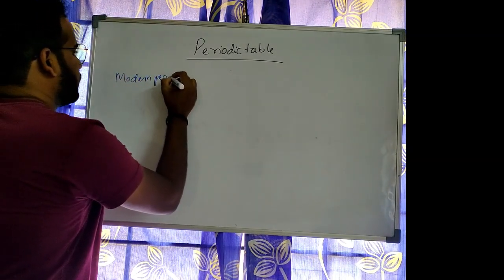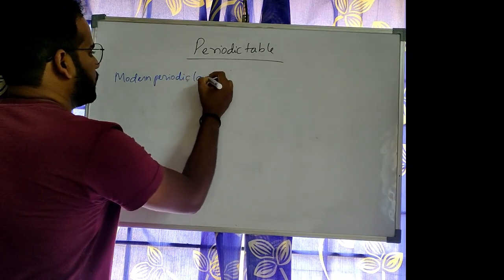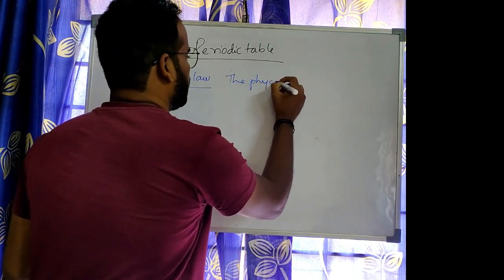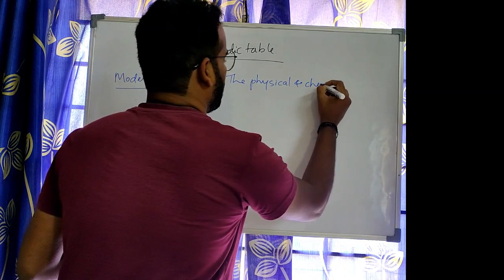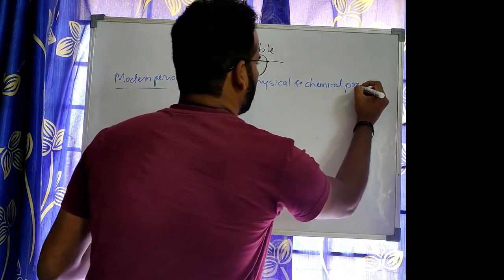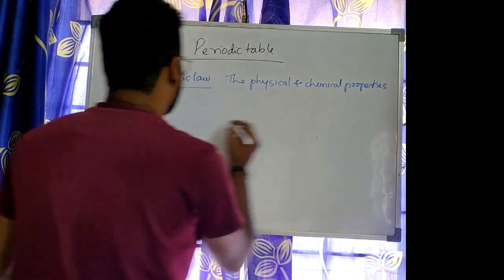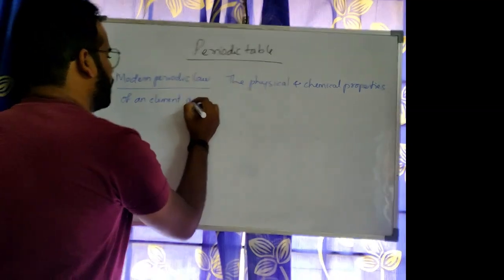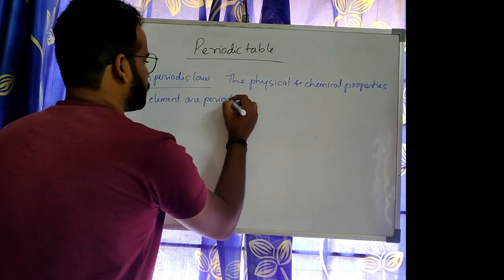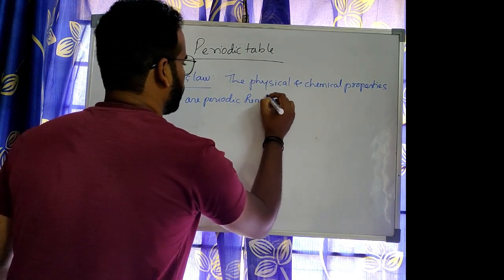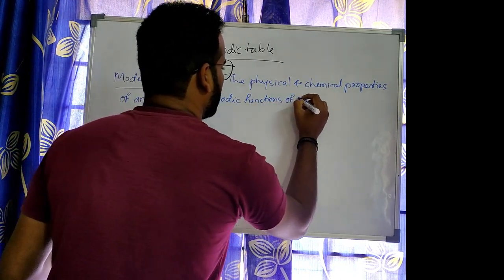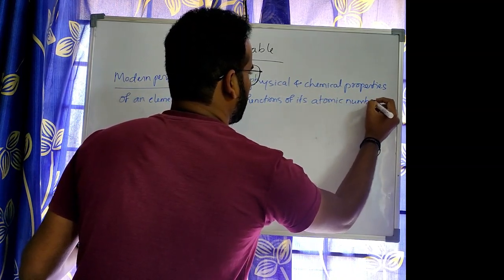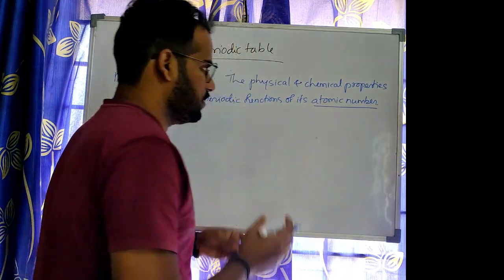Modern periodic law. So I hope you know this. The physical and chemical properties of an element are periodic functions of its atomic number. So here the atomic number is the tool.